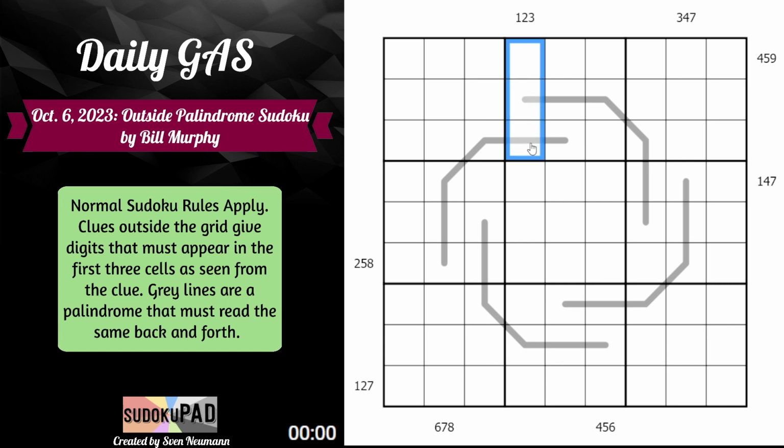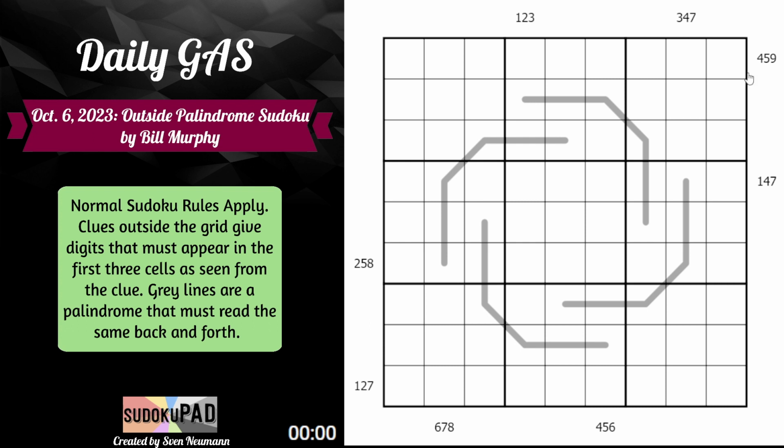What they mean by as seen from the clue is that, for example, this 1, 2, 3 here, because it's at the top of the grid, indicates that these top three digits, these first three digits from the top, are our 1, 2, 3. Whereas down here, we have our 4, 5, 6 that is at the bottom, and it indicates that these are the 4, 5, 6, the same way that this 1, 4, 7 and this 2, 5, 8 indicate their direction. That's how those apply to all 8 of those outside clues.